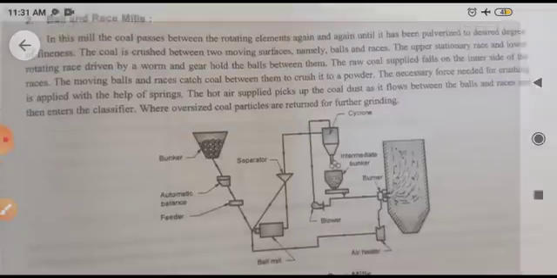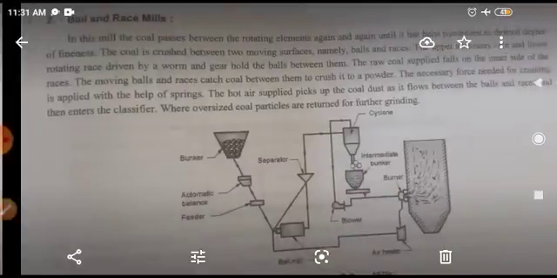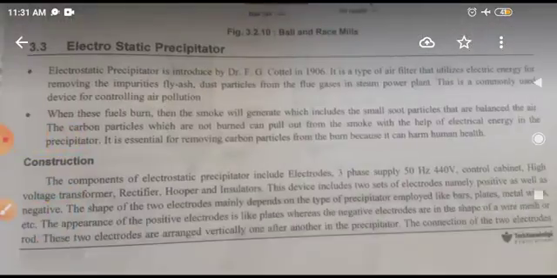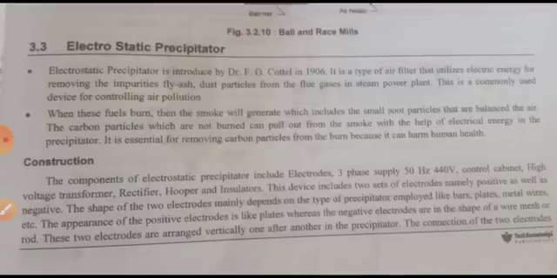In this way, ball and race mills are used for pulverizing. Then the electrostatic separator. The electrostatic separator was introduced by Dr. F.G. Cottrell in 1906. It is a type of air filter that utilizes electric energy for removing impurities, fly ash, and dust particles from the flue gases in a steam power plant. This is a commonly used device for controlling air pollution.